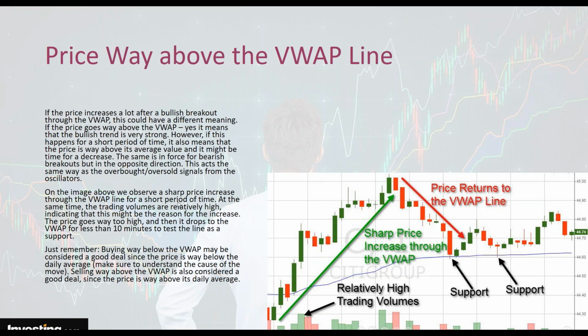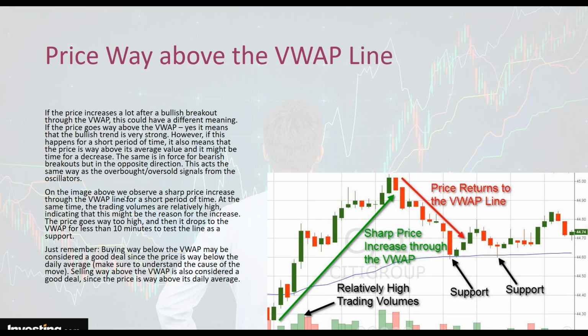Okay, if price increases a lot after a bullish breakout through the VWAP, this could have a different meaning. If the price goes way above the VWAP, yes, it means that the bullish trend is very strong. However, if this happens for a short period, it also means that the price is way above the average value, and it might be time to decrease or reduce your holdings or look to short the market. The opposite is enforced for bearish breakouts in the opposite direction. This acts the same way as an overbought, oversold indicator from the oscillator.